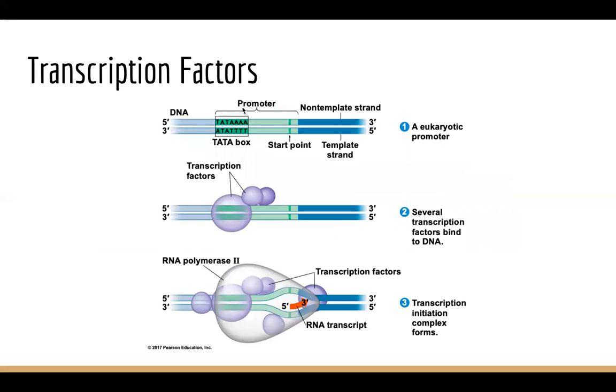And now let's talk about transcription factors really quick. So transcription factors are proteins that bind to the promoter region, and these guys help regulate which genes get expressed. And so we can have this TATA box. Transcription factors will go ahead and bind to that and form our transcription initiation complex that will help our RNA polymerase to bind to the DNA and allow transcription to occur.